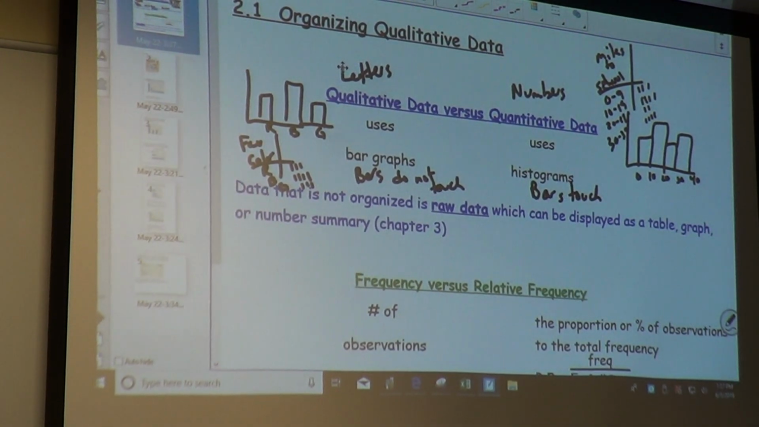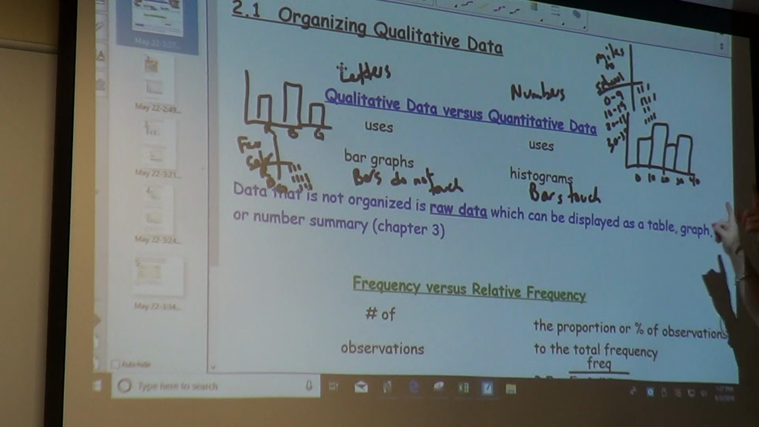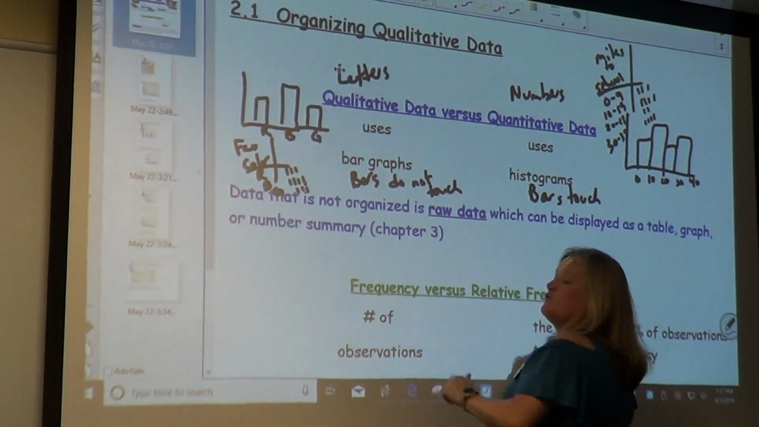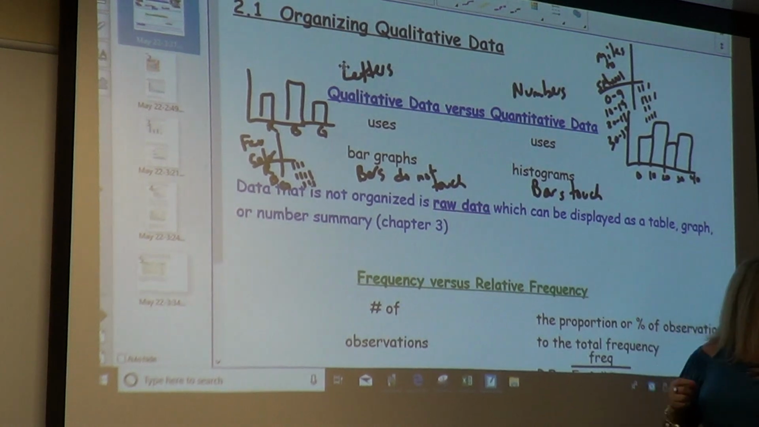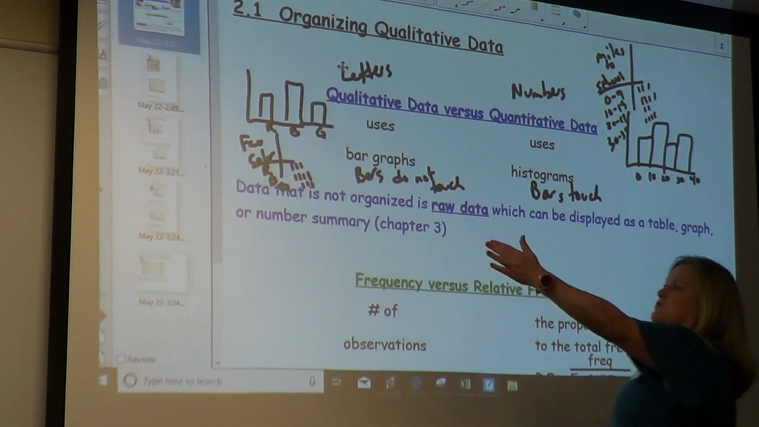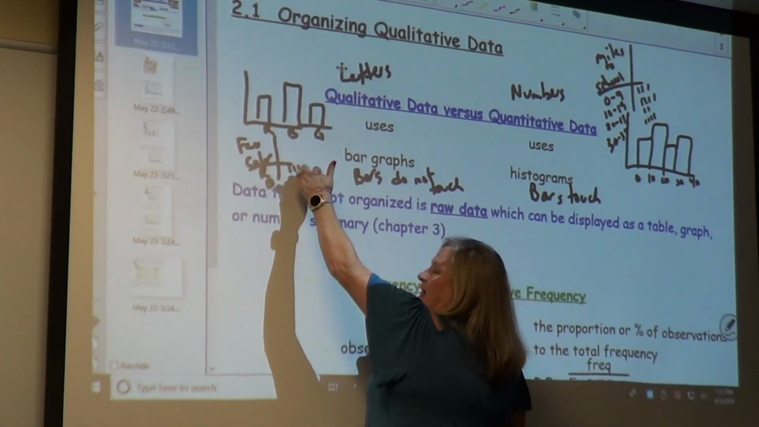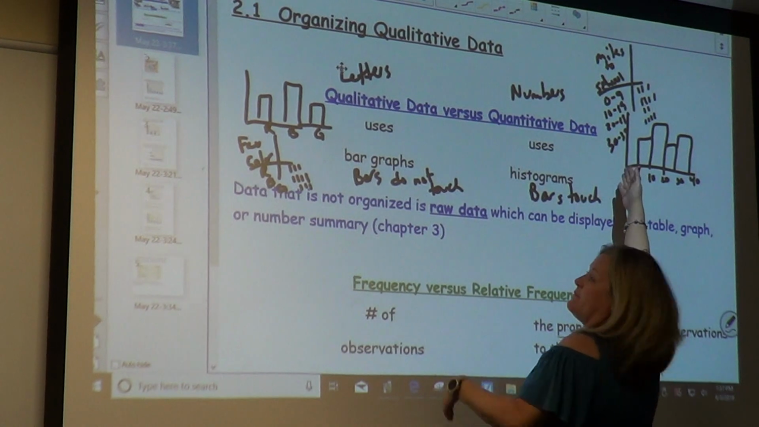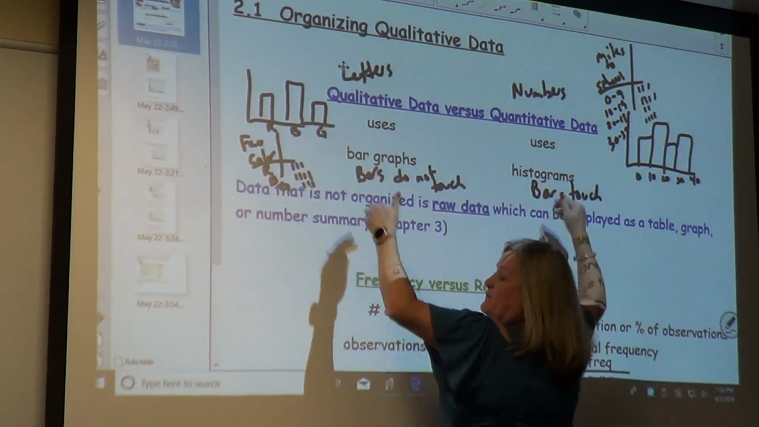Now, what I just did right here is called a frequency table. Y'all did them back in elementary school. You wrote what you're looking for and you did little tally marks. Those are frequency tables. We can do them with numbers, we can do them with words, but we're going to make a frequency.